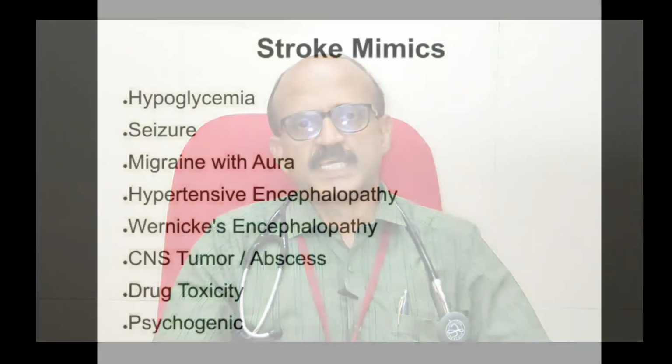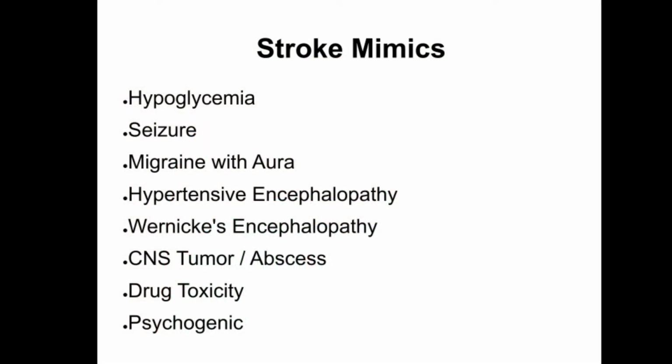What are the conditions that mimic stroke? You can get a stroke-like picture in hypoglycemia, seizures, migraine with aura, Wernicke's encephalopathy, hypertensive encephalopathy, CNS tumors or abscesses, drug toxicity and psychogenic. So all these you should keep in mind when you see a patient with a stroke, because these can also mimic a stroke.